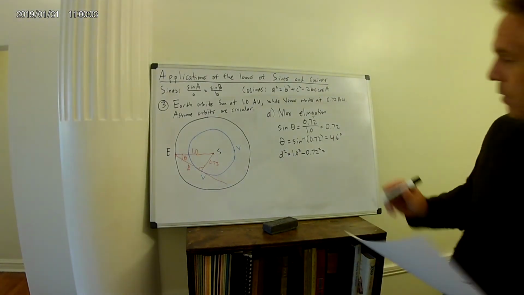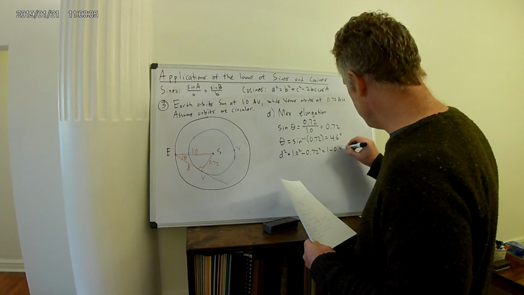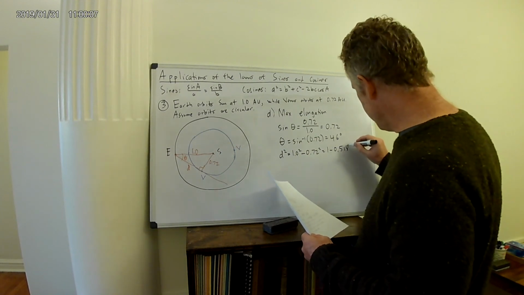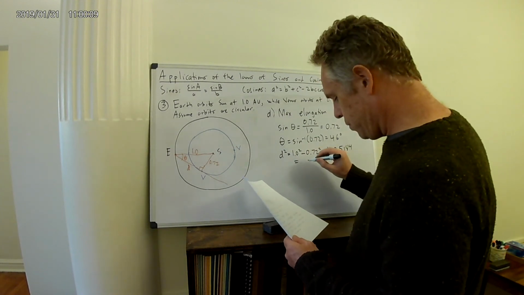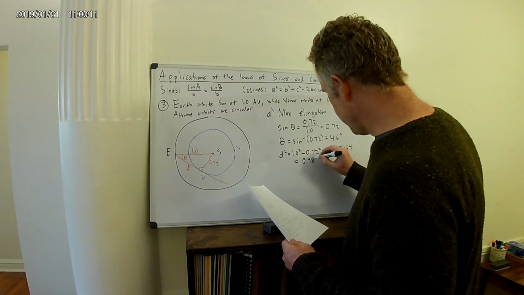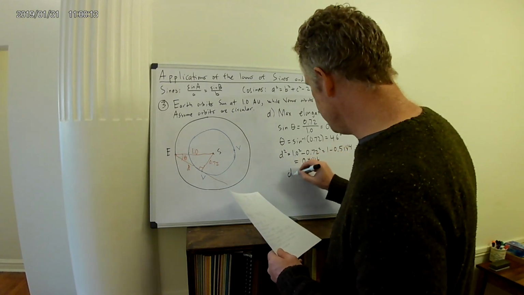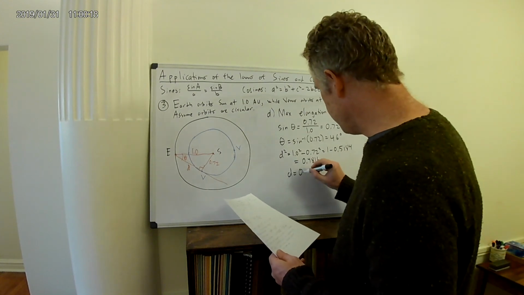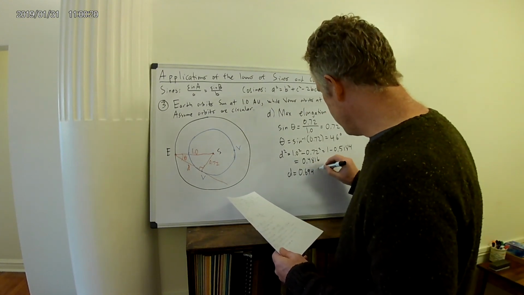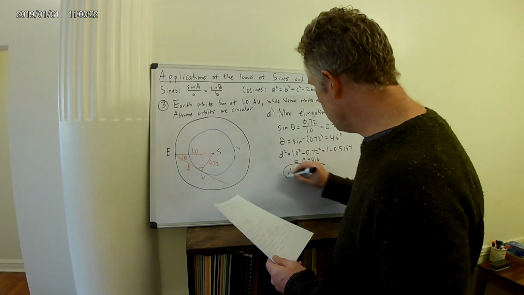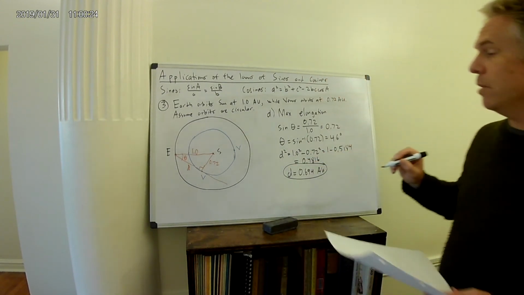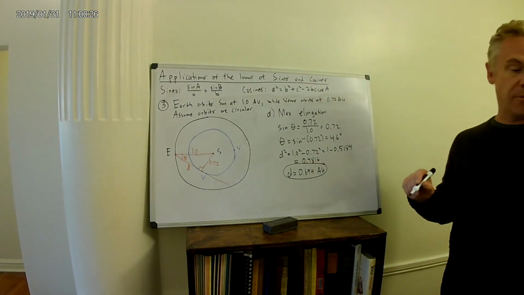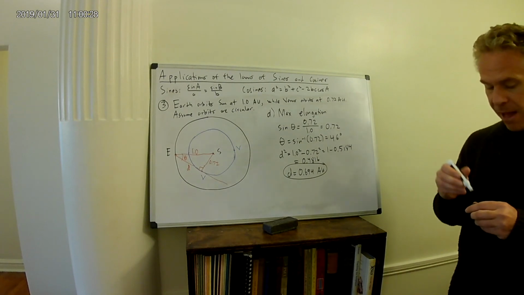Let's do this out. This is 1 minus 0.5184, which equals 0.4816. Now to find d, we take the square root of this number, and if we do that, we get 0.694 AU. So, at maximum elongation, Venus is 0.694 AU from the Earth, and that's an interesting number as well.